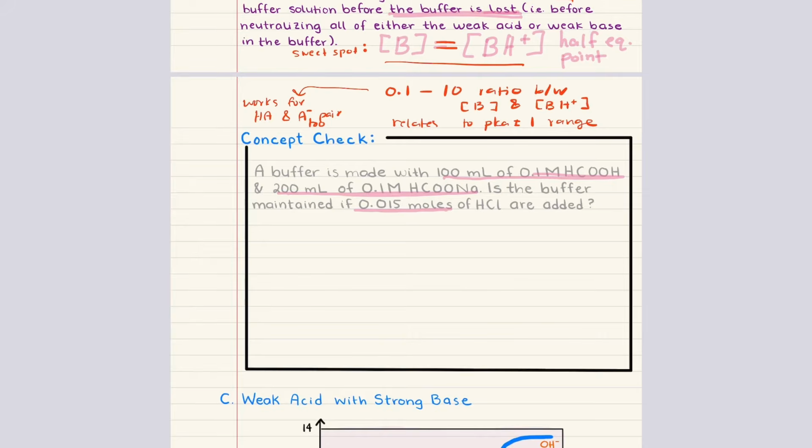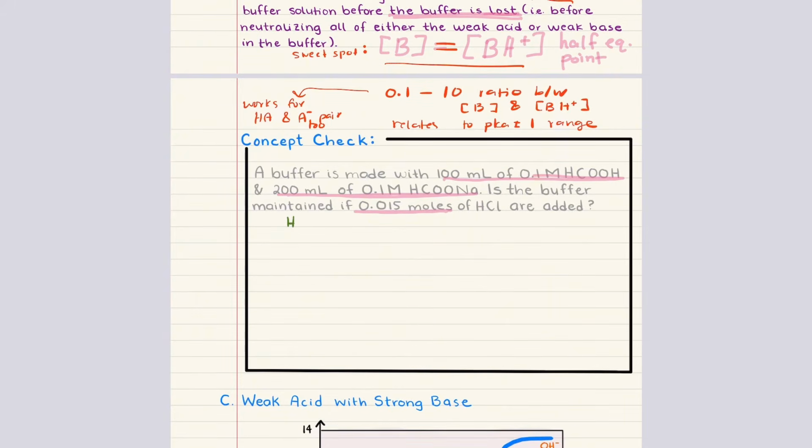First, we're going to identify the species we have. Formic acid is a weak acid, and formate, HCOO⁻, comes from the soluble salt. It is the conjugate base of formic acid. So having both in the same beaker is the definition of a buffer.